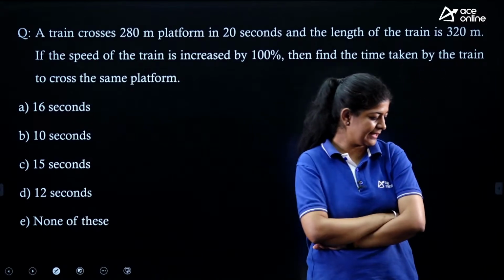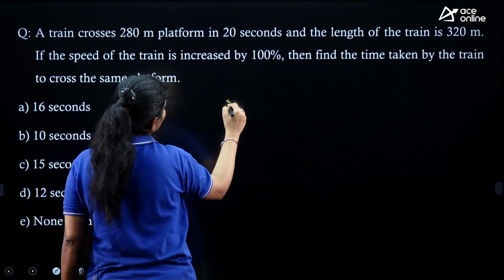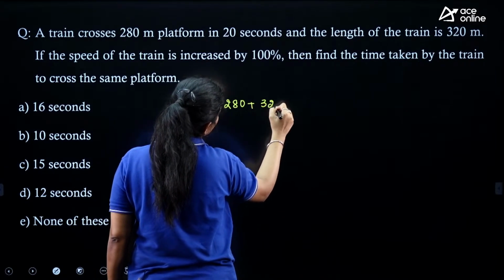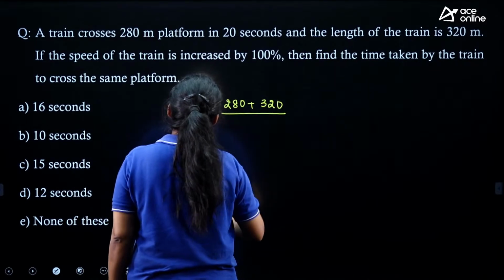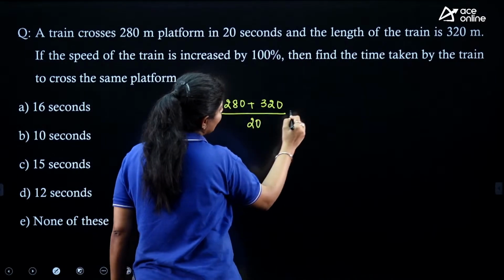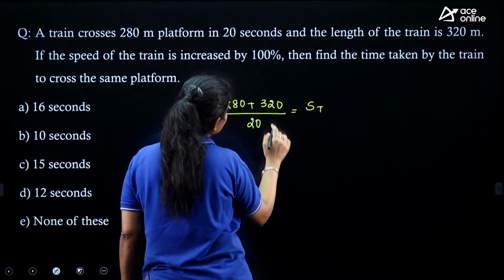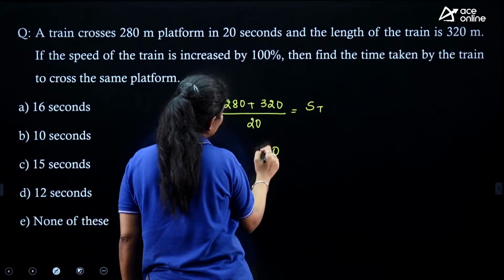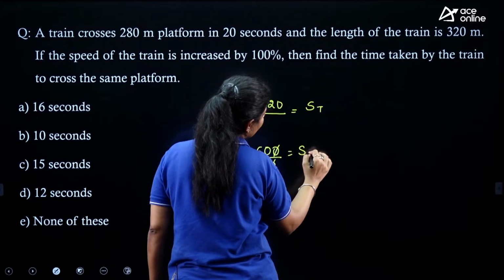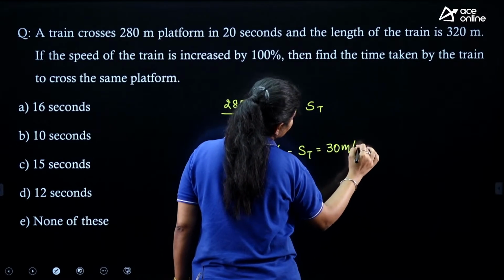So here the train crosses a platform of 280 meters and the length of the train is 320 meters. This is the total distance, and it covered it in 20 seconds. So ultimately this will give me the speed of the train. So here we are getting 600 by 20. So basically the speed of the train that we got here is 30 meters per second, right?